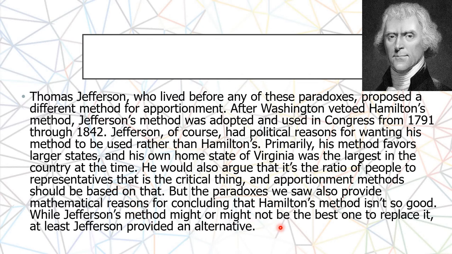But the paradoxes we saw also provide mathematical reasons for concluding that Hamilton's method isn't so good, while Jefferson's method might or might not be the best one to replace it, and at least Jefferson provided an alternative. So, if we experience concerns and problems, some people would always create a proposal, saying, how about doing this? That is what Thomas Jefferson did.